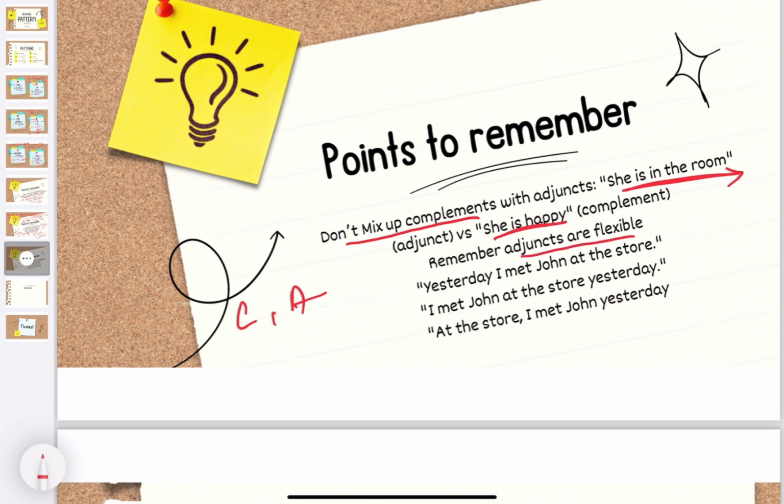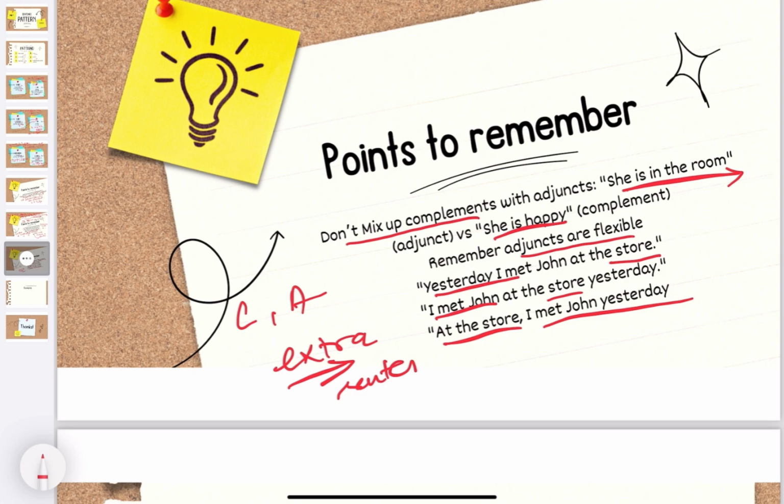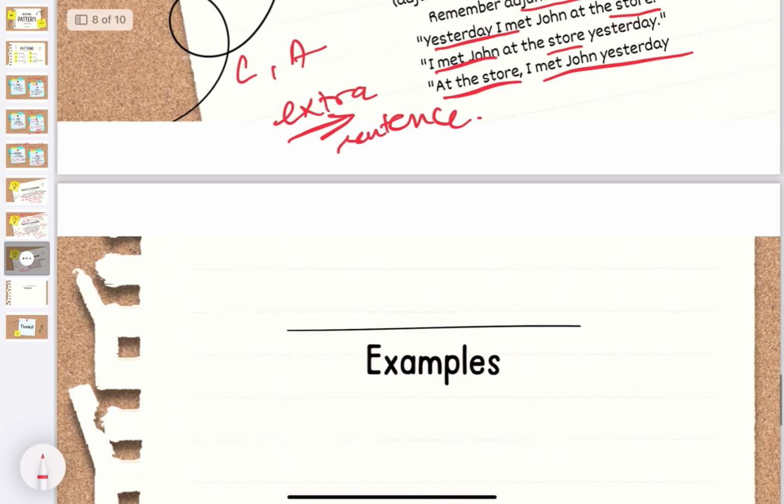Wherever you try to add the adjunct, the sentence will always have a meaning. Yesterday I met John at the store. I met John at the store yesterday. At the store I met John yesterday. Okay, you can take the adjunct and add it in the front of the sentence, or in the middle, or in the end. You might get a meaning out of it. Okay, adjuncts are always extra qualities or attributes to a sentence, and that is how you try to identify an adjunct.